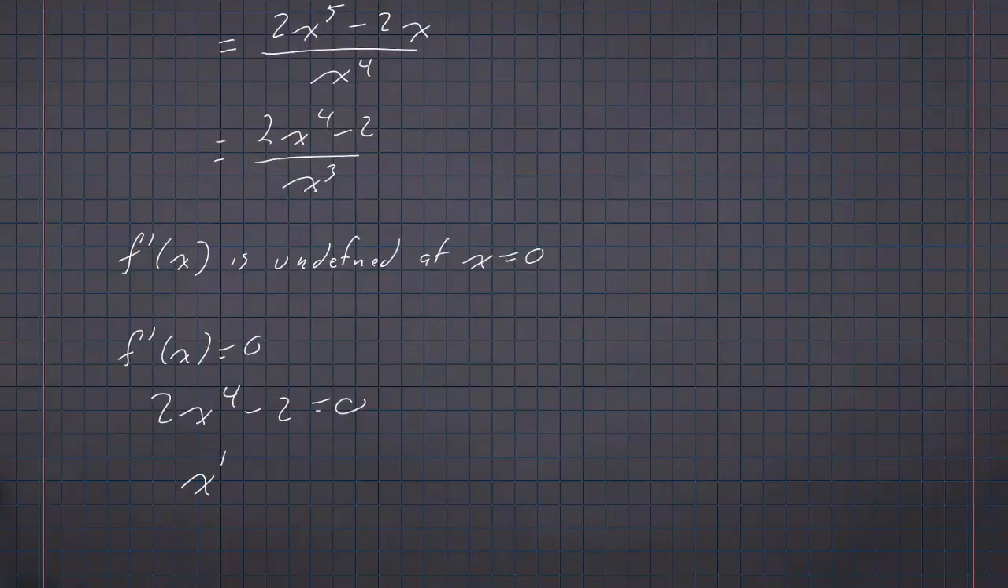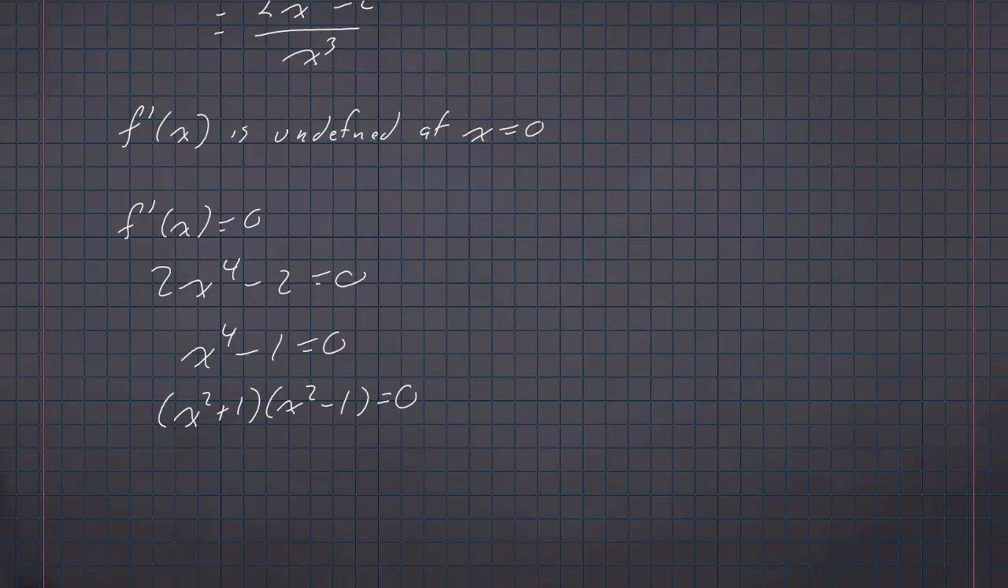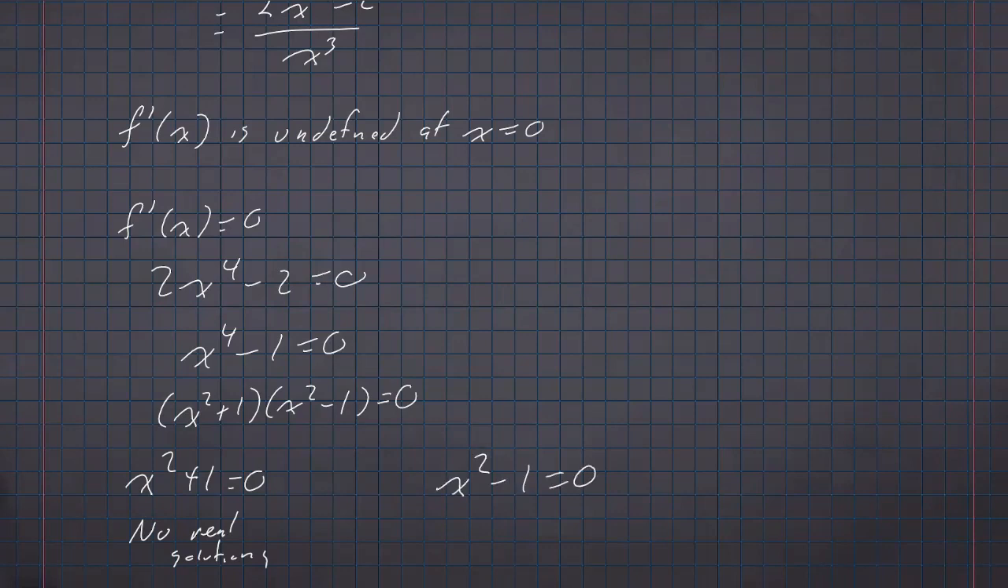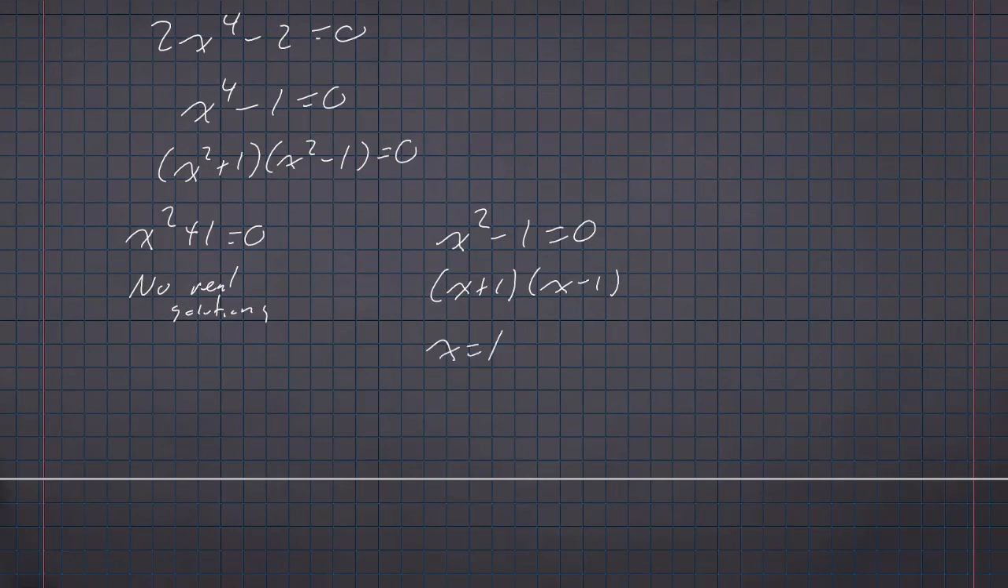Divide by 2, that gives me that x to the fourth minus 1 is equal to 0. That factors into x squared plus 1 times x squared minus 1. X squared plus 1 is never 0 for a real x. It is 0 for some complex x's, when x is i or negative i, but there's no real solutions. But x squared minus 1 does have some real solutions because that factors to x plus 1 times x minus 1, which gives us that x is negative 1 or x is 1.